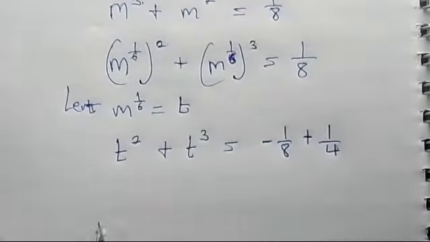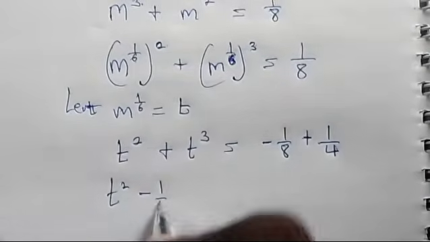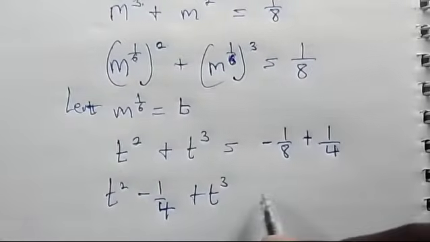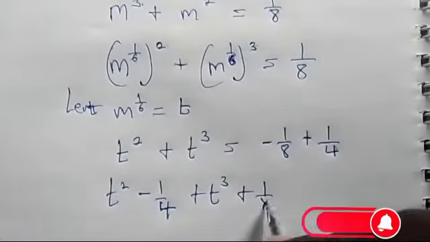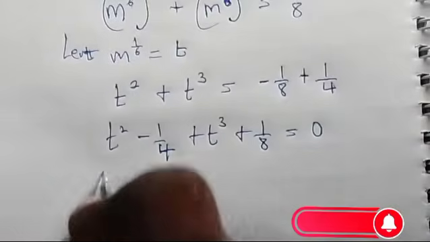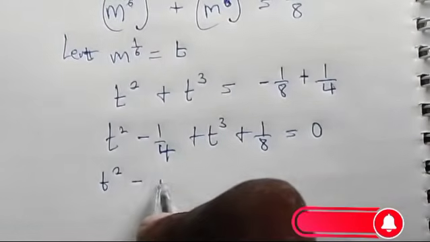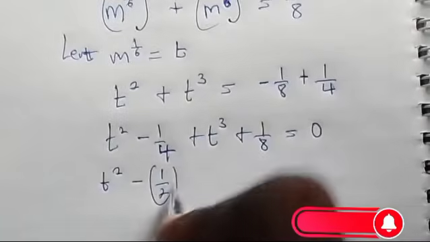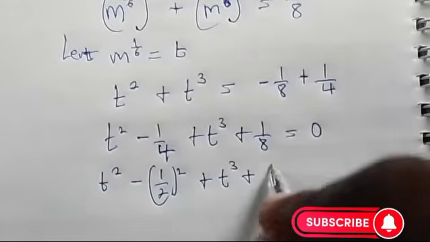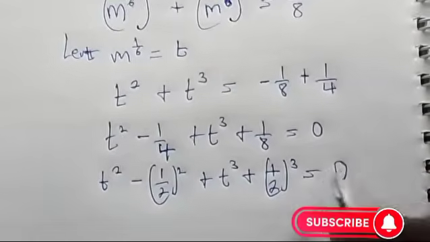So now bring this to the left hand side. We have t squared minus 1 over 4 plus t raised to the power of 3 plus 1 over 8 is equal to 0. Now we can rewrite this the same way: t raised to the power of 2 minus 1 over 2 raised to the power of 2 plus t raised to the power of 3 plus 1 over 2 raised to the power of 3 is equal to 0.